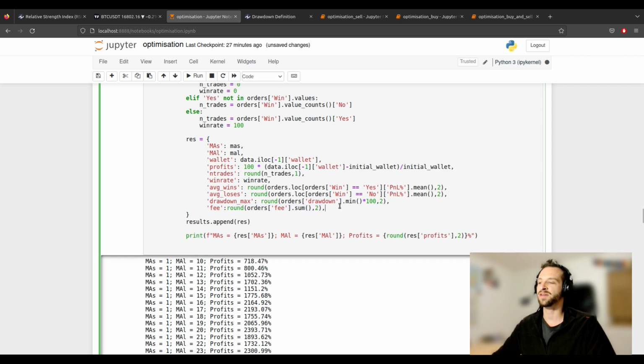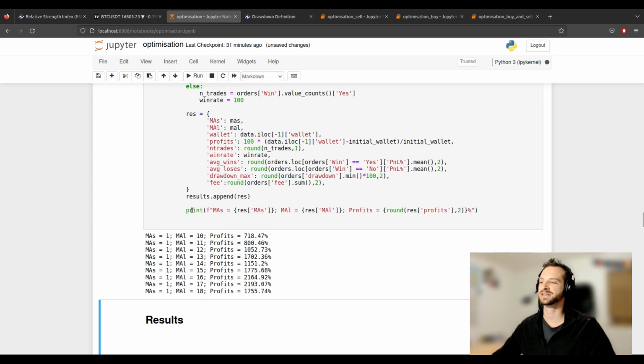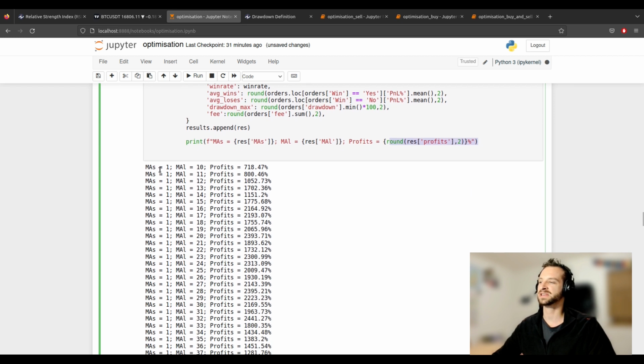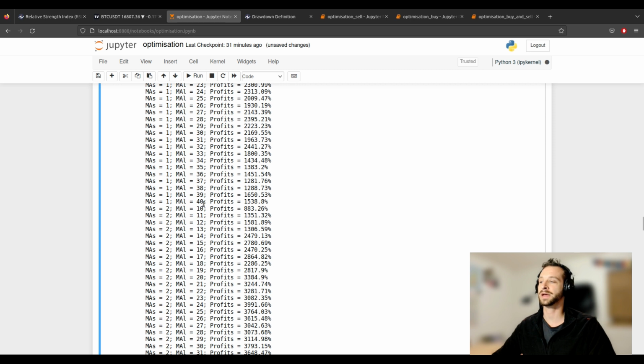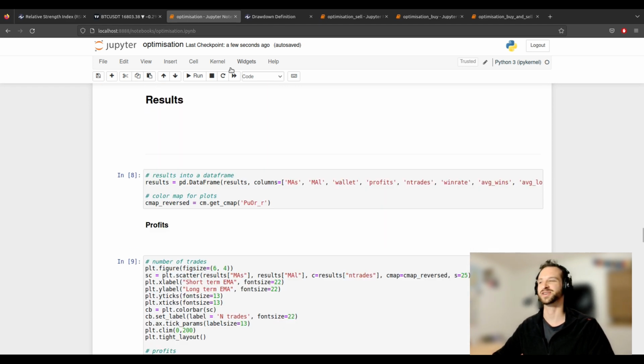So there we go. If you run this loop, let me run it. You see as the loop is going, thanks to this print, I'm just showing the given value of the loop of the MAS, the MAL, and the corresponding profits. And indeed, you see that for the first value of MAS, which was 1, MAL is tested from 10 up to 40. As soon as MAL hits the 40 limit, MAS is incremented by 1, and MAL starts back at 10, etc. We can now move on to discussing the results.